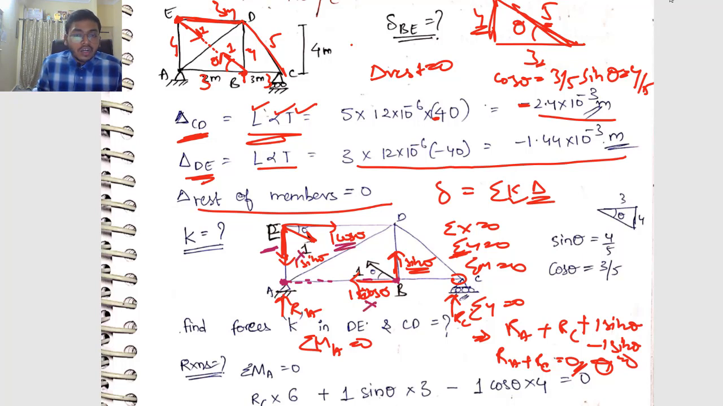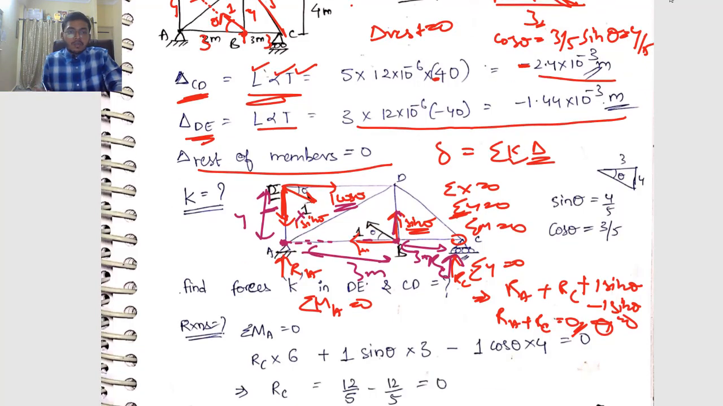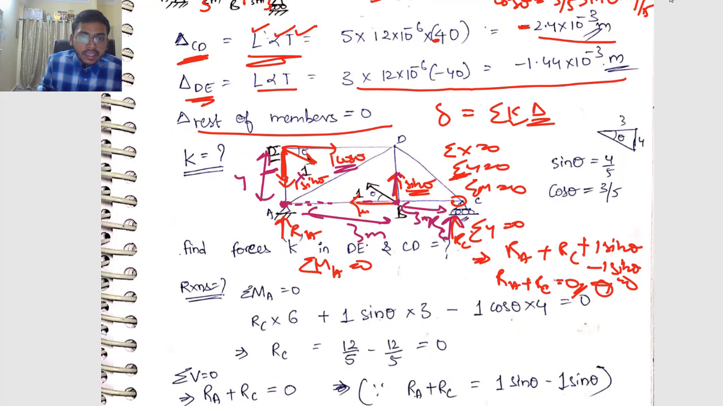So what is causing moment? The 1 cos theta component, because it has a perpendicular distance of 4 units, right? It is causing moment. And obviously 1 sin theta has a perpendicular distance of 3 meters, right? So it is also causing moment. And obviously RC has 3 meters and 3 meters, 6 meter distance, right? So it is also contributing to moment. So let us write the moment equation. If I am taking joint A, my moment equation will be RC into 6. I am taking anti-clockwise positive. It is up to you. If you are taking anti-clockwise positive, clockwise will be negative. If you are taking clockwise positive, anti-clockwise will be negative.